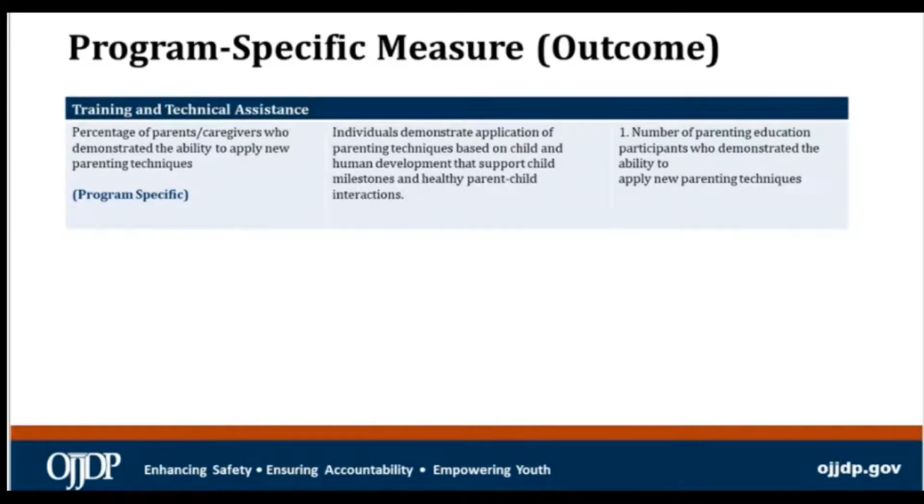Percentage of parents or caregivers who demonstrated the ability to apply new parenting techniques is a program-specific training and technical assistance outcome measure. Individuals demonstrate application of parenting techniques based on child and human development that support child milestones and healthy parent-child interactions. You will provide the number of parenting education participants who demonstrated the ability to apply new parenting techniques.